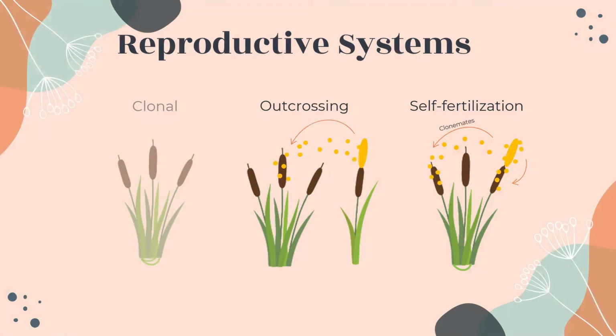The first form of sexual reproduction, seen in the graphic in the middle, is outcrossing, which occurs when the pollen from one individual fertilizes the female inflorescence of a separate individual. The second form of sexual reproduction, seen on the right, is self-fertilization, which occurs when the pollen from an individual fertilizes either its own female inflorescence or the female inflorescence of a clone mate.